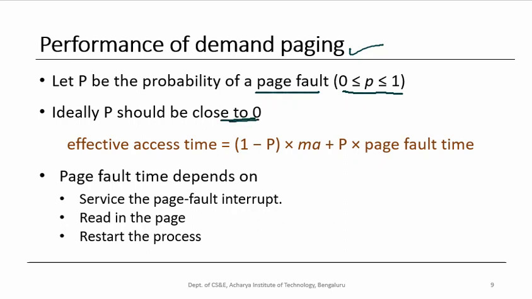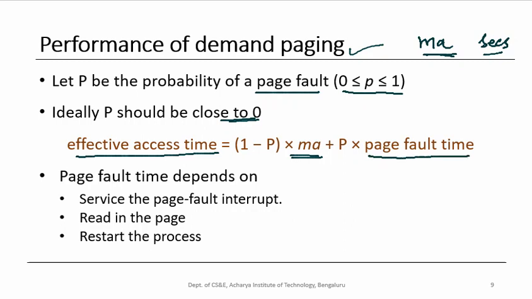Otherwise, what happens to the effective access time? Effective access time is equal to (1 minus P) times MA. Here I have assumed that the normal memory access time is MA, whatever may be the unit of time. Let's say MA seconds. So (1 minus P) times MA, plus P times the page fault time.